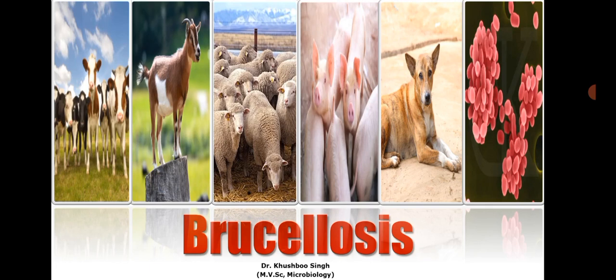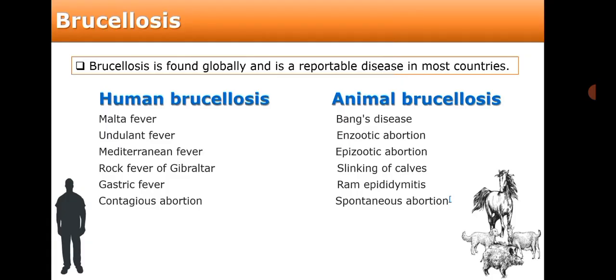Brucellosis. Brucellosis is found globally and is a reportable disease in most countries. Human brucellosis is also known as Malta fever, undulant fever, Mediterranean fever, rock fever of Gibraltar, gastric fever, contagious abortion. Animal brucellosis is also known as Bang's disease, enzootic abortion, epizootic abortion, slinking of calves, ram epididymitis, spontaneous abortion.